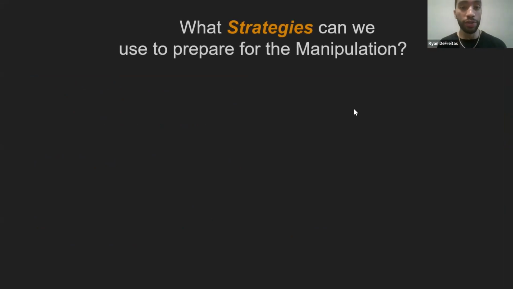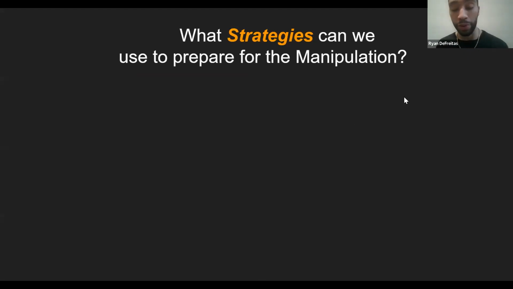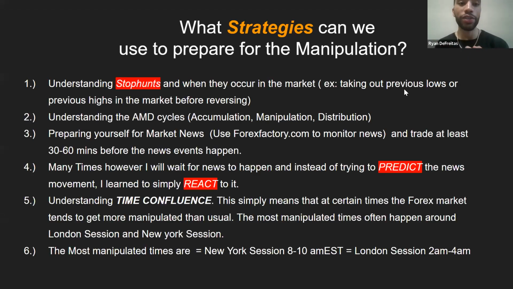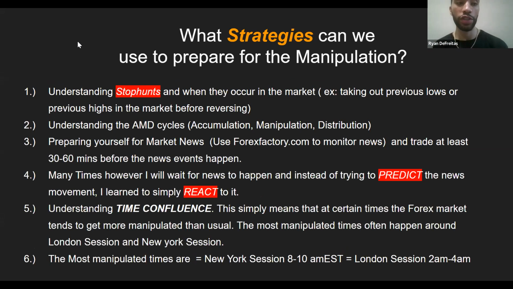what strategies can we use to prepare for the manipulation? Understanding stop hunts and when they occur in the market, meaning taking out previous lows or highs before reversing, which I kind of just explained. Understanding the AMD cycles: accumulation, manipulation, distribution. I kind of explained that, and I'll draw it for you guys in a second. Very easy to know if you don't know.